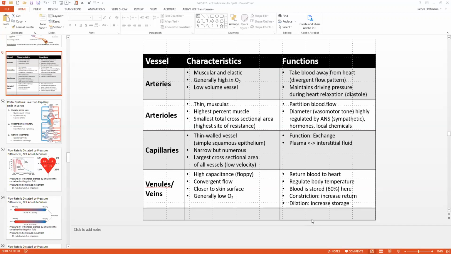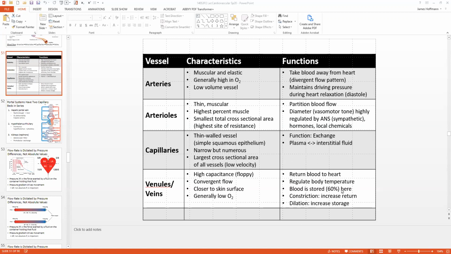But in every other case, the artery should have more oxygen than the vein, because that's bringing blood to the tissue, and the vein is removing blood away from tissue. Arteries tend to have low volume. It's not on the chart, but it's like 10% of the blood volume or less is in the arteries.